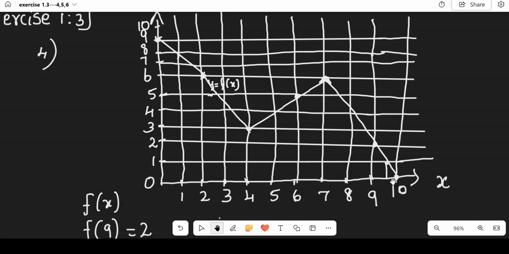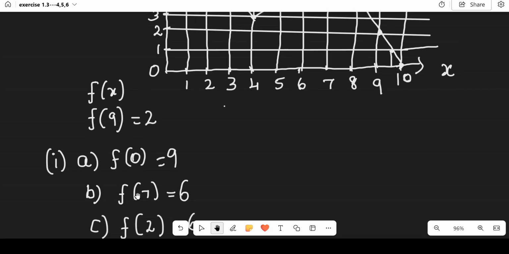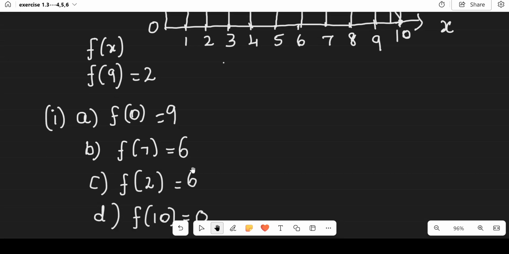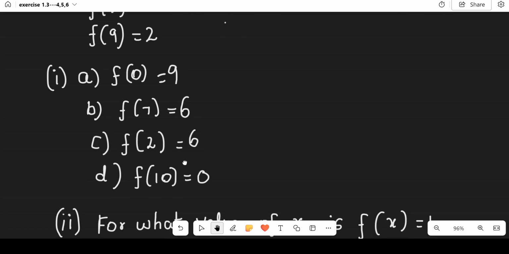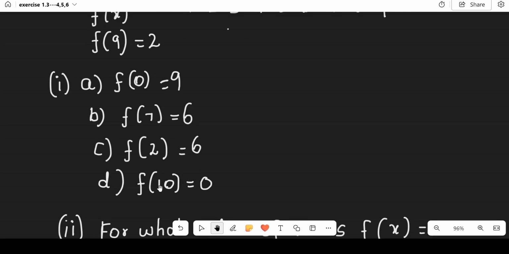At this point only this line is touching. So we need to find the value of y. What would be the value of y? The y coordinate is 0. So the answer is f of 10 is equal to 0. So here f of 0 is 9, f of 7 is 6, f of 2 is equal to 6, f of 10 is equal to 0. We found everything, right?